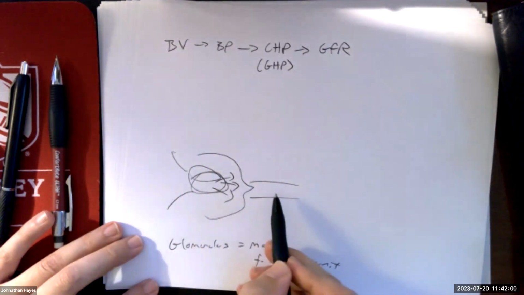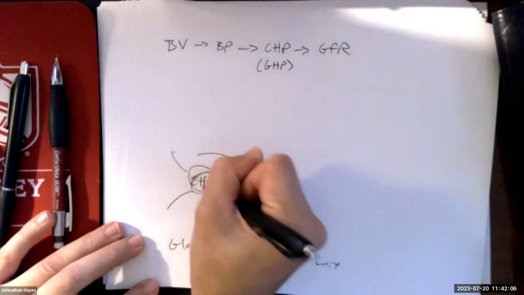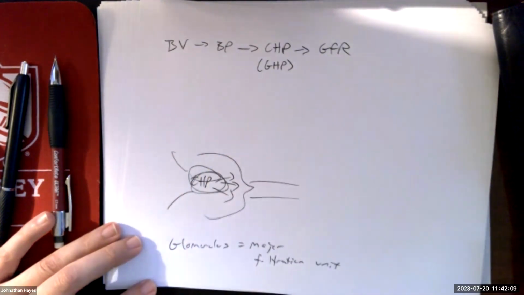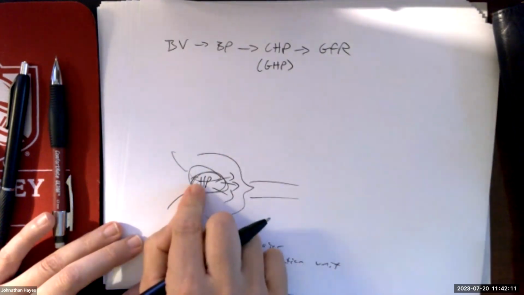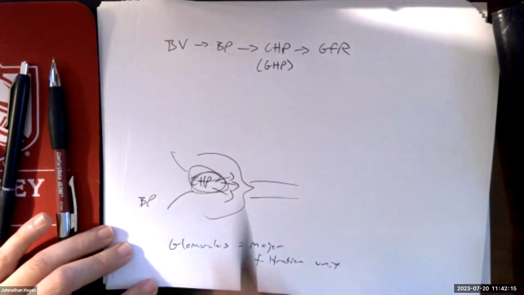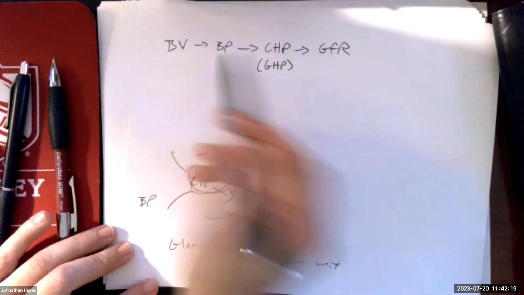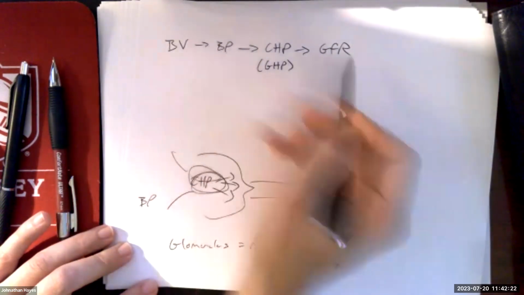What should not get filtered out? Cells and plasma proteins, because they're too big. What's driving this filtration? Same thing that drives filtration in other capillaries, capillary hydrostatic pressure. And what's driving capillary hydrostatic pressure? Blood pressure, right? But if I don't have adequate blood volume, then blood pressure is going to become affected. So these are all important to the kidneys.